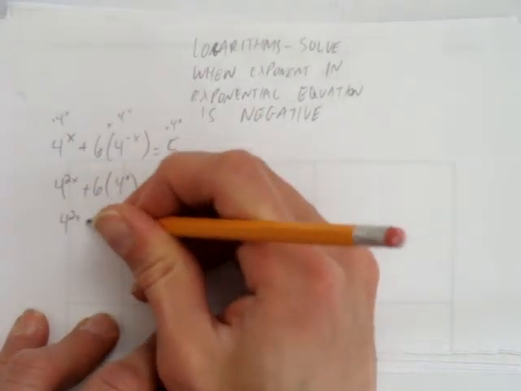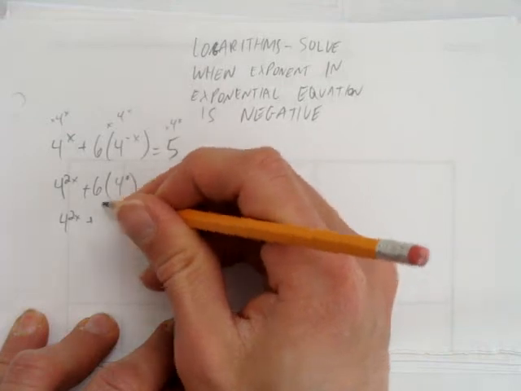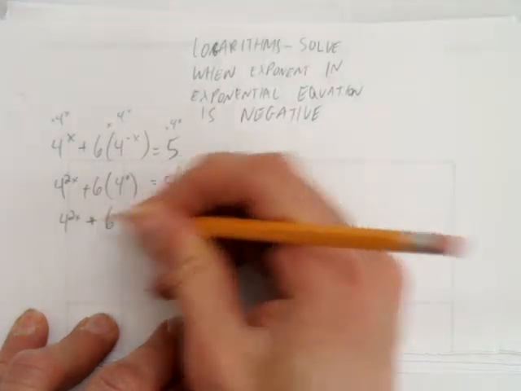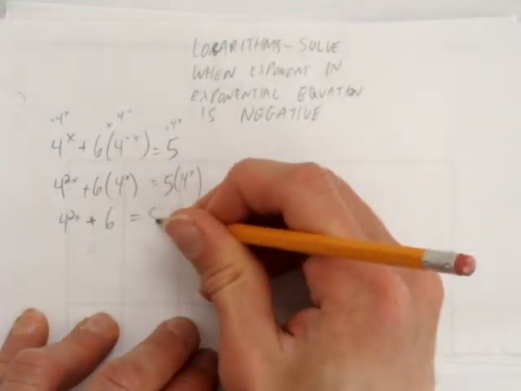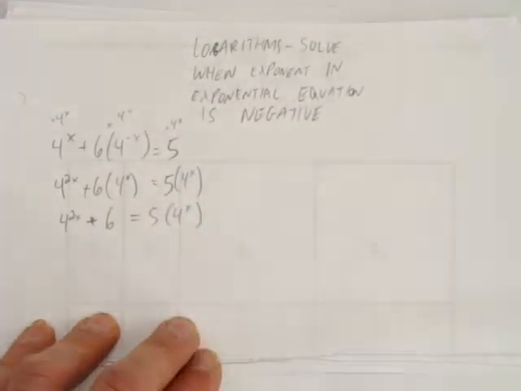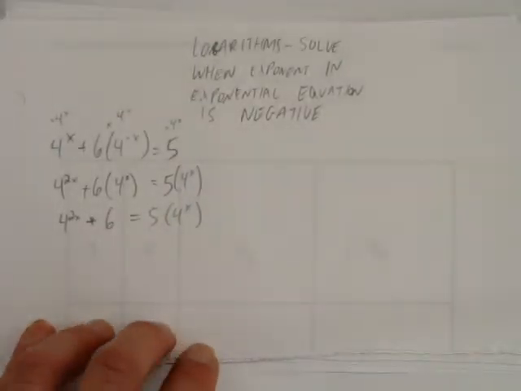But it'll start to get a bit easier. 4 to the power of 0 is just 1. 6 times 1 is just going to be 6. And that leaves us with this equation. But we're still not there yet.